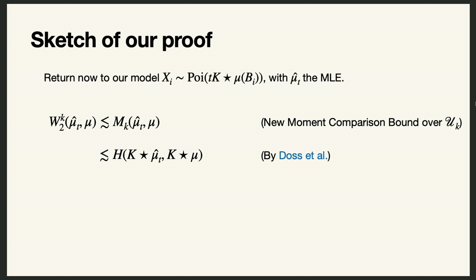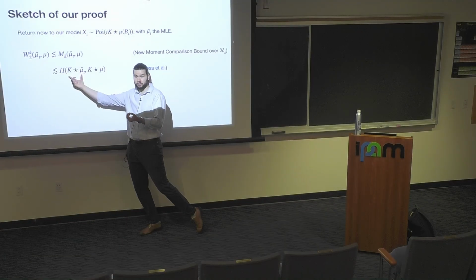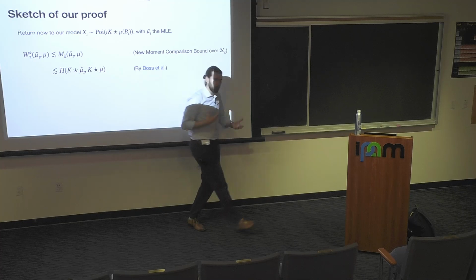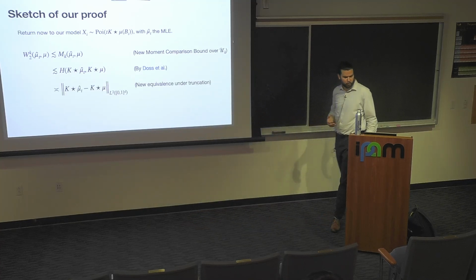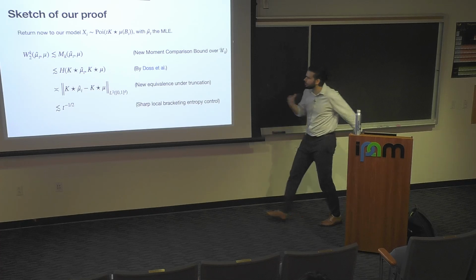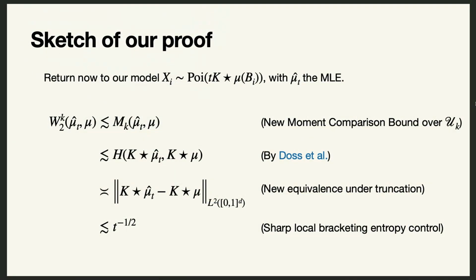When you're in this Poisson deconvolution model, you have to do a little bit more work. You have to take into account that you're not observing observations from these entire densities, but rather they're truncations. And so one has to work a little bit harder to control this Hellinger distance. What we show is that this can actually be controlled by just the L2 distance over the observation space, which is the unit cube, and a few things of this type. And then one has to control this L2 object as well.